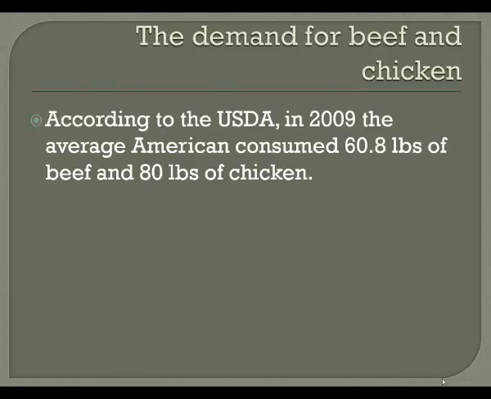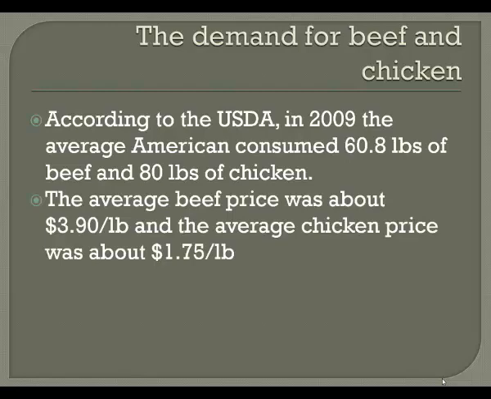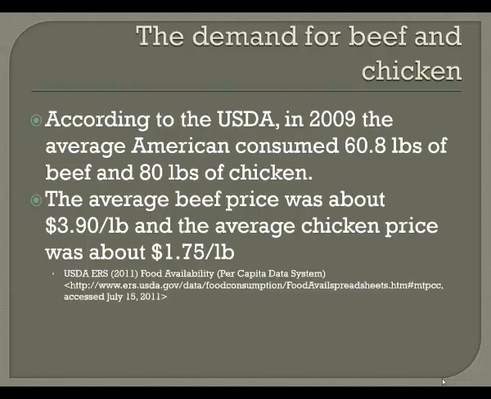So let's do an example. Let's look at the demand for beef and chicken. According to the USDA, back in 2009, the typical American was consuming 60 pounds of beef and 80 pounds of chicken. At that time, the average retail price of these products was $3.90 for beef and $1.75 per pound for chicken. And I pulled that information from the USDA. They have a food availability website where you can go and take a look at how much food people are consuming in the U.S. in case you ever wanted to look that up yourself.